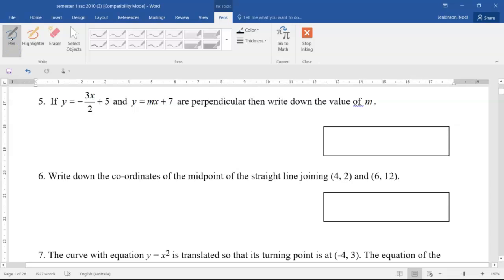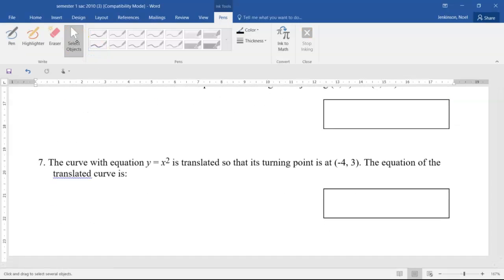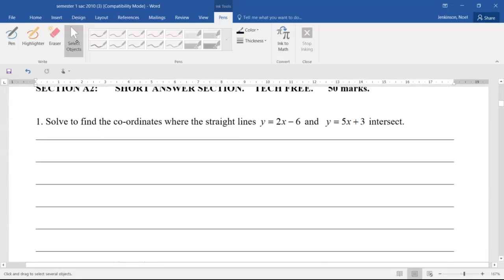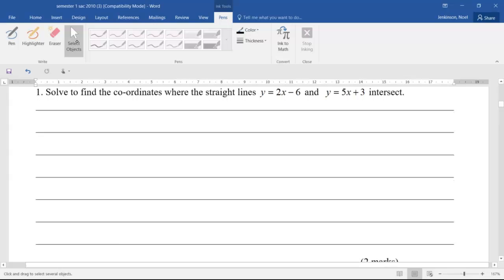Grab the pen. You get the idea. You could continue. I'm going to go down to where there's lines, just for the purposes of this demonstration. Solve to find the coordinates where the straight lines intersect. Take my pen. I'm going to work in the lines on the left hand side.